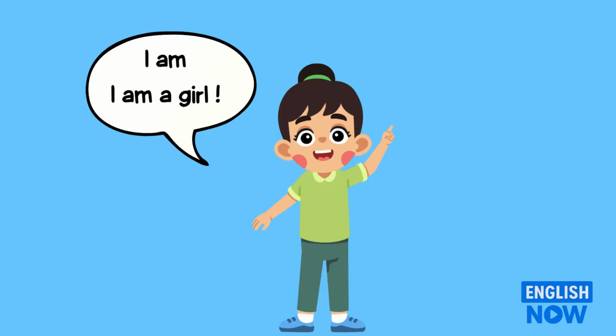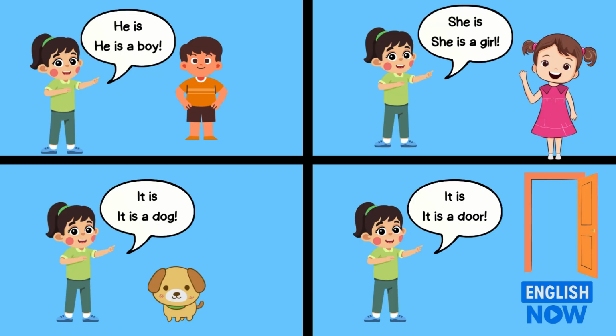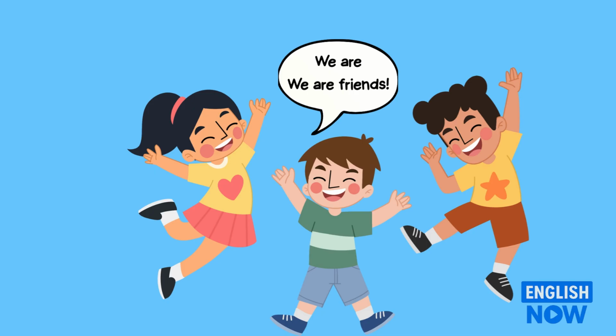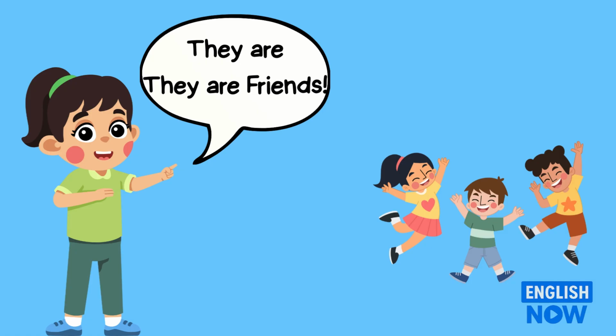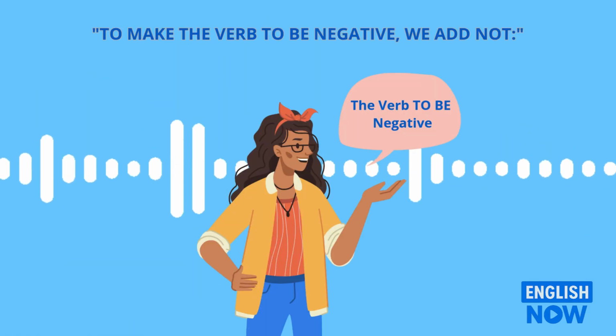Let's practice. I am a girl. You are a boy. He is a boy. She is a girl. It is a dog. It is a door. We are friends. They are friends. To make the verb to be negative, we add not.